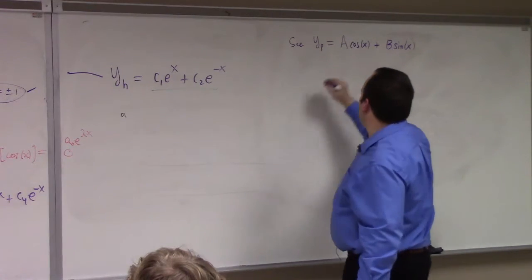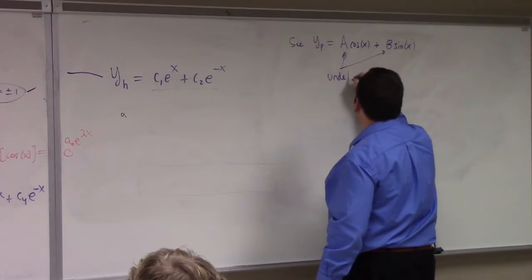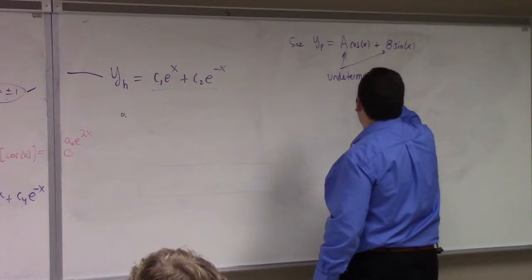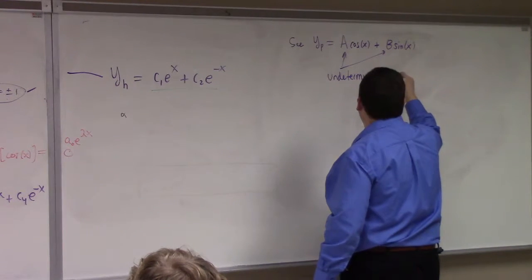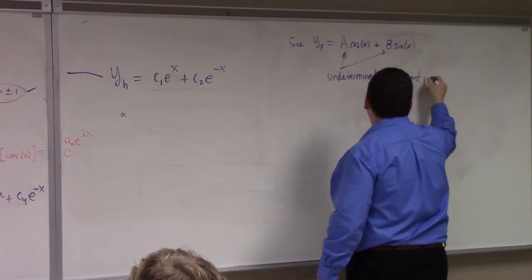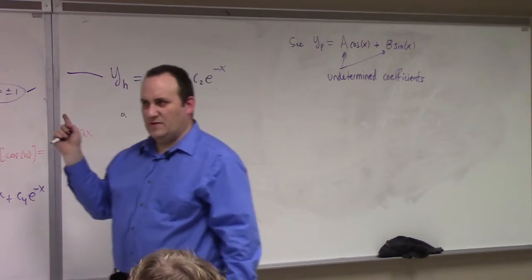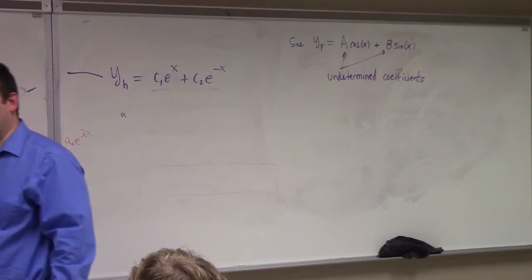Now, these are undetermined coefficients, which is perhaps an unfortunate terminology, because the thing about the method of undetermined coefficients is actually the undetermined coefficients must be determined for it to be an answer.